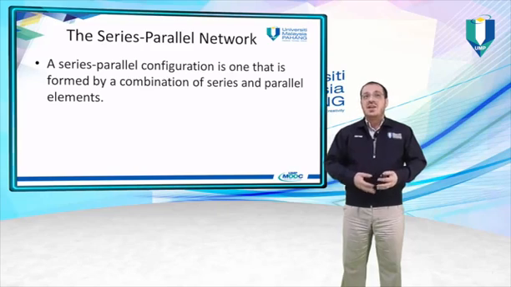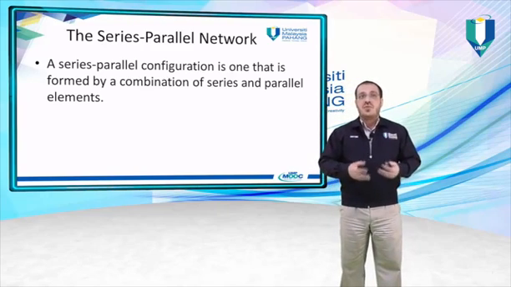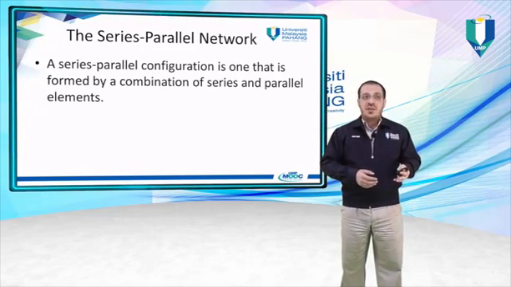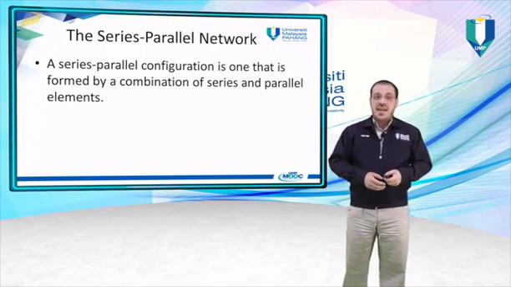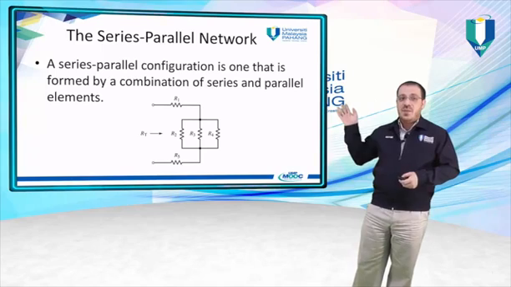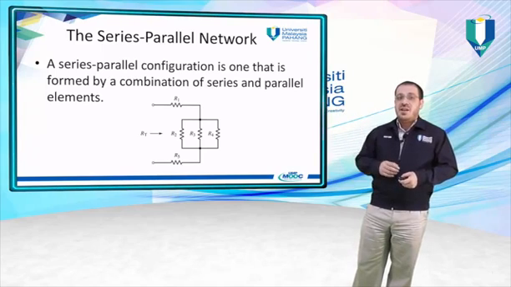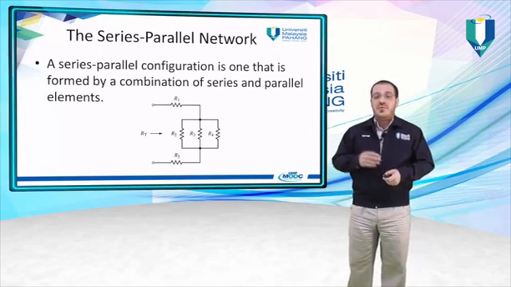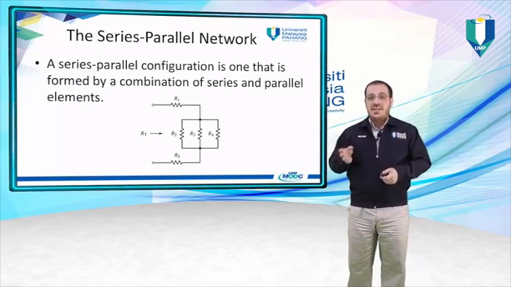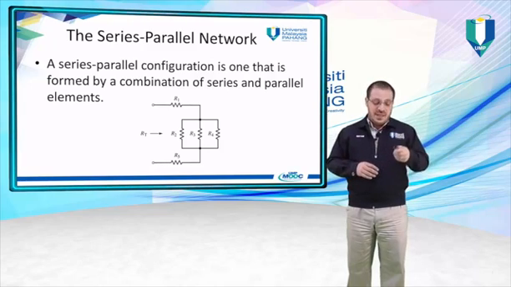What is the series parallel network? How do we define it? It's clear from its name that a series parallel network is one formed by a combination of series and parallel elements. Let's see an example. As you see in this example, we have series and parallel elements. I think you are already familiar, if you finished part 1 and part 2, with what series and parallel are. So a series parallel network is a combination of series and parallel.